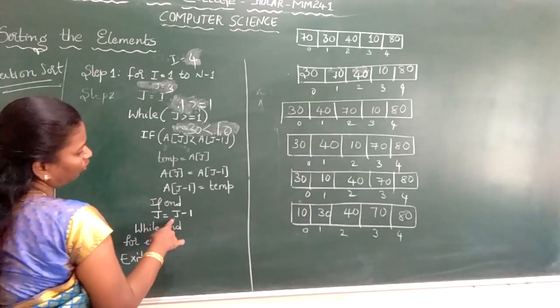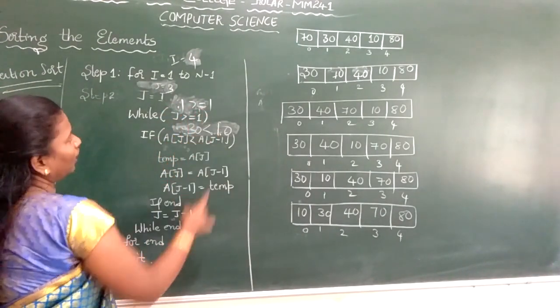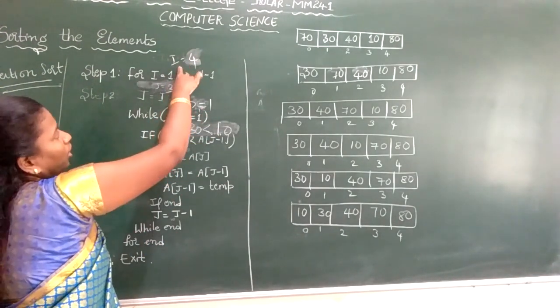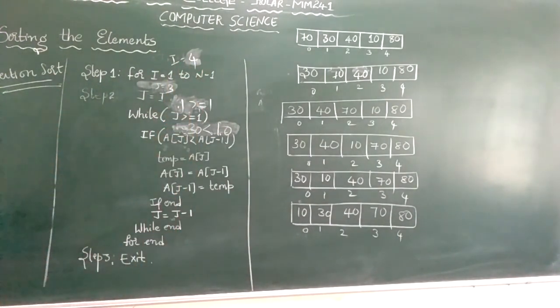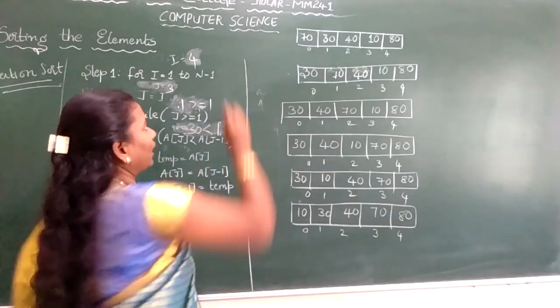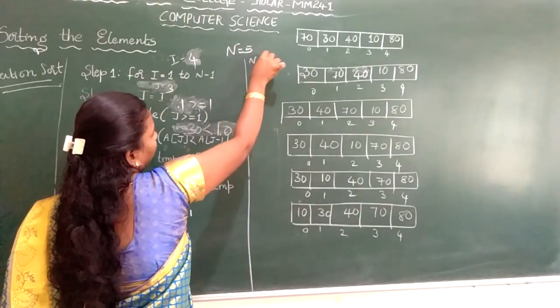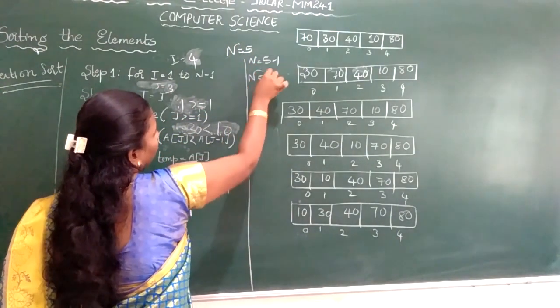It comes outside the loop. 1 minus 1 is 0. So is 0 greater than or equal to 1? No, the condition fails. Now again, what is your I value? Now see, the I value is 4. What is n minus 1? Your array has 5 elements. So 5 minus 1, the n value is 4.